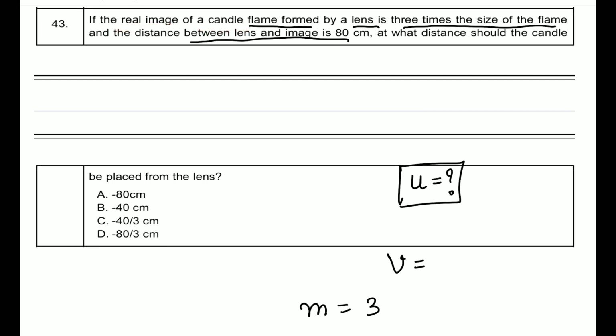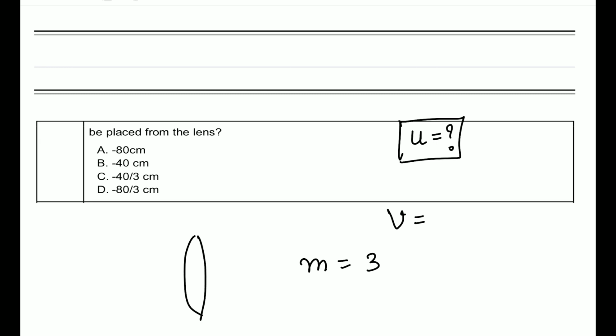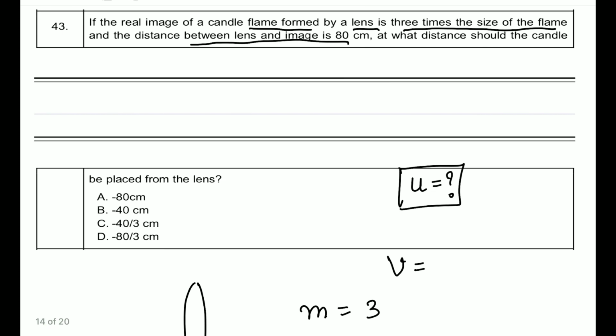If the real image of a candle flame is formed by a lens, the image we are getting is real. We know only the convex lens will give you real images. So now I know I'm talking about a convex lens. For a convex lens, the magnification will be -3, because for real images, magnification is negative. That is something we have studied.